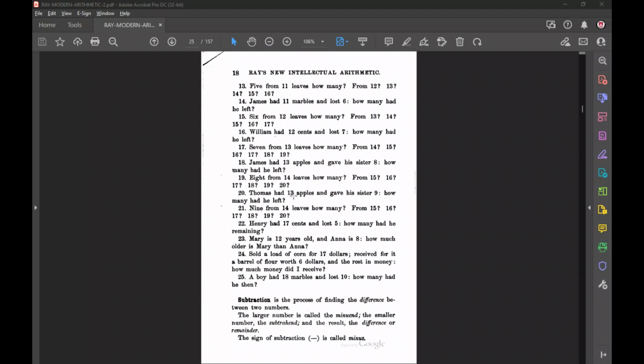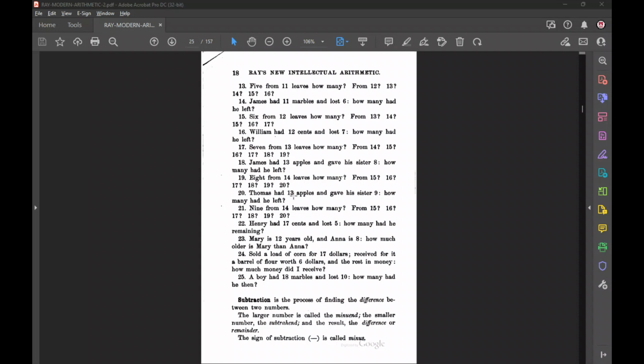Addition is the process of finding the sum of two numbers, right? When the two numbers are added together, we find the sum of those numbers. But subtraction is the process of finding the difference between two numbers.